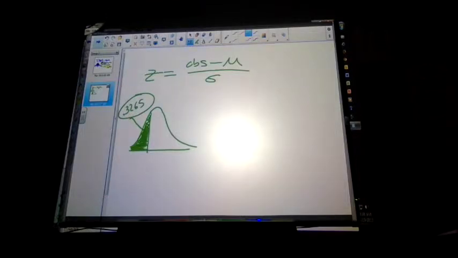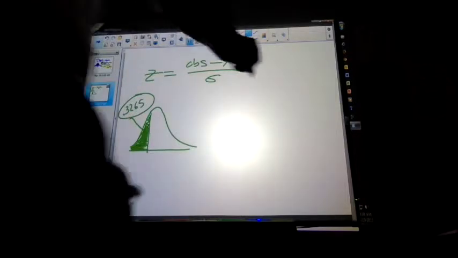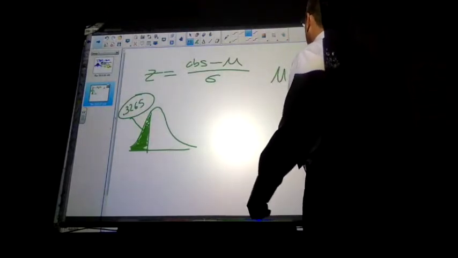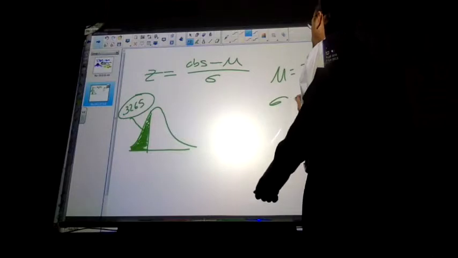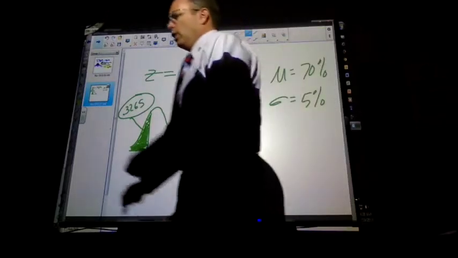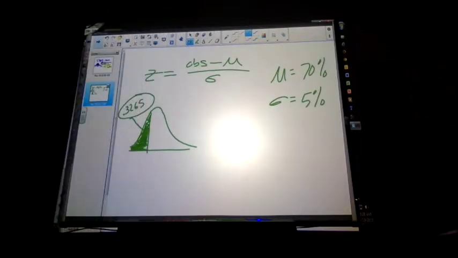Now, let's say things that we do know. Let's say we do know that our average is 70%, and our standard deviation is 5%. So those are also given. So I know the area under the curve, I know what the average is, and I know what the standard deviation would be. I want to know what the observed score would be. Thoughts? How can I get there?